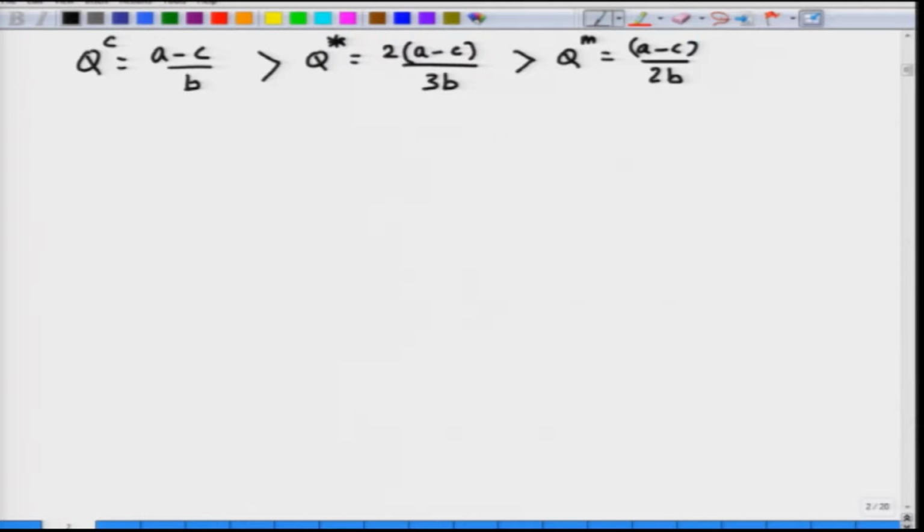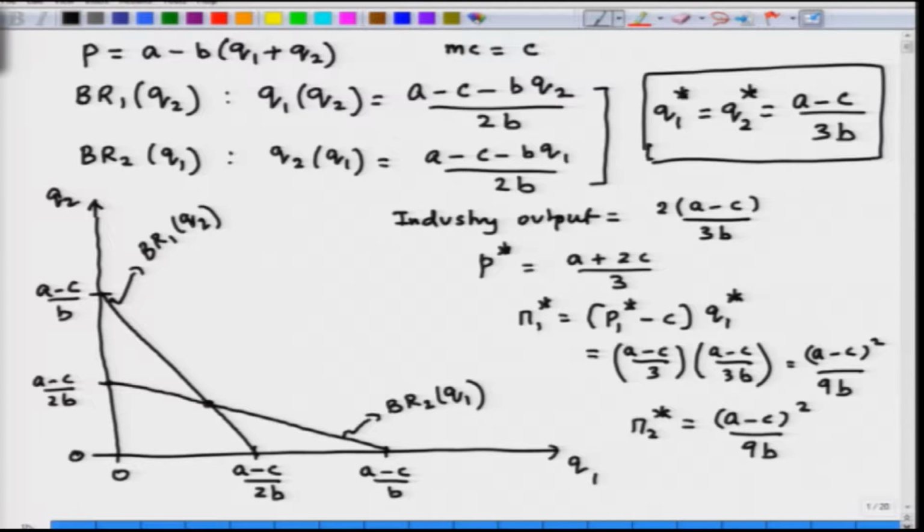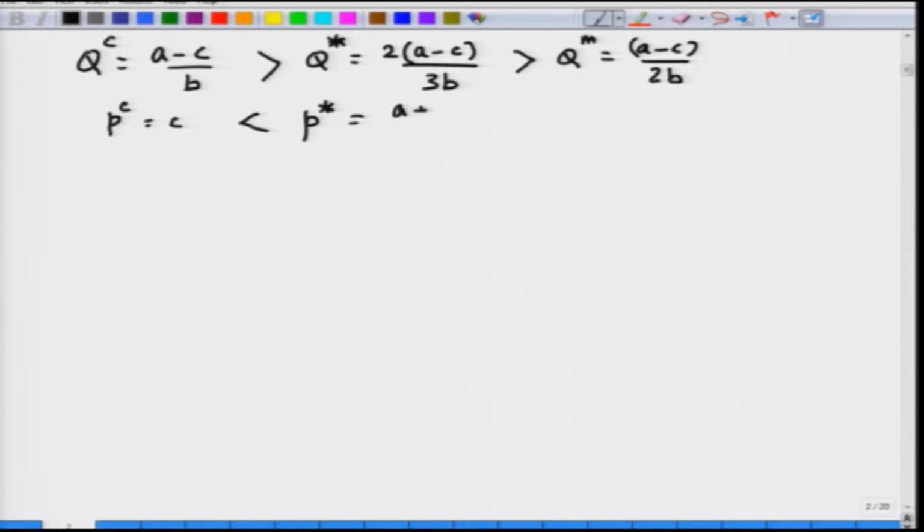Now, because the competitive market produces the maximum total output, the competitive price, which is equal to marginal cost, is less than the price under Cournot, which we just computed as (A + 2C)/3. (A + 2C)/3 is less than the monopoly price. The monopoly price is (A + C)/2, right.